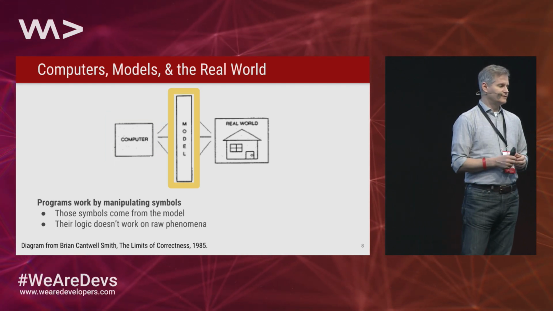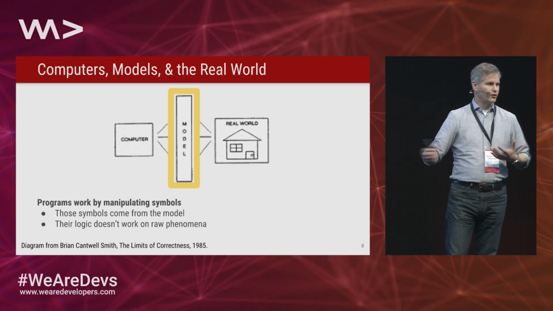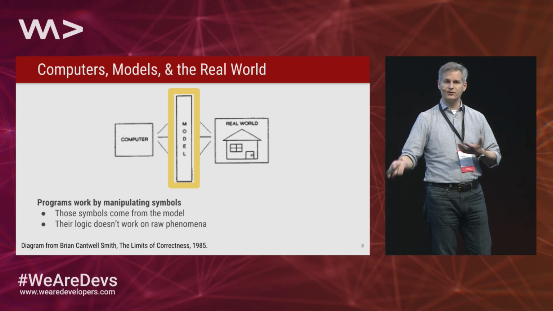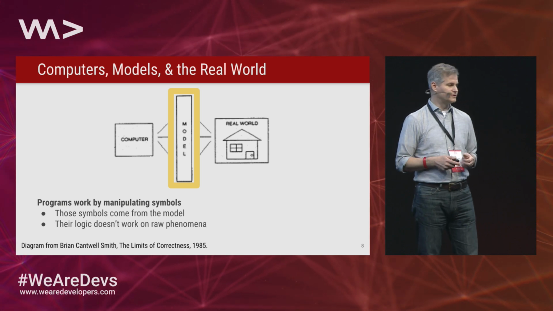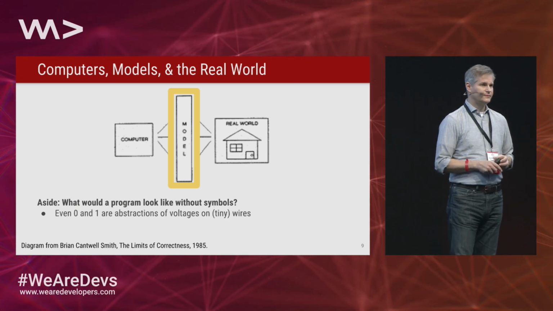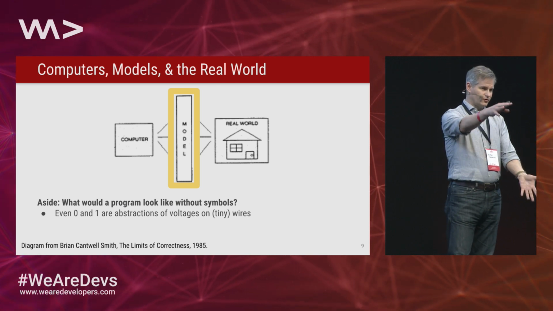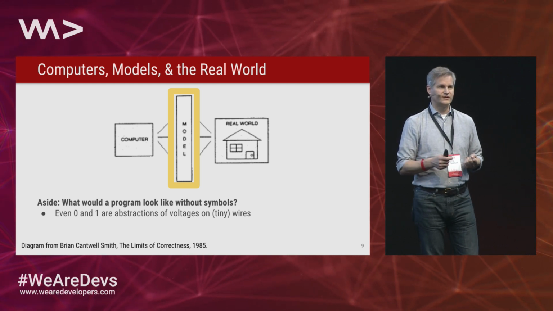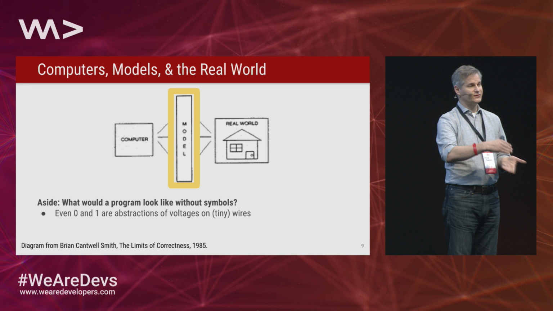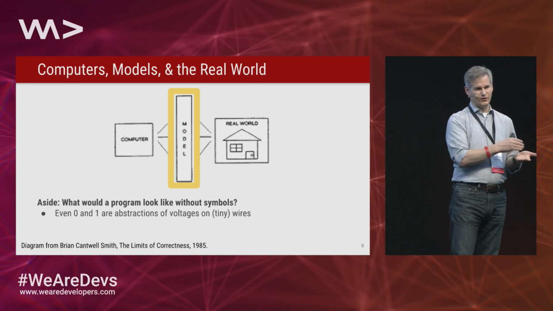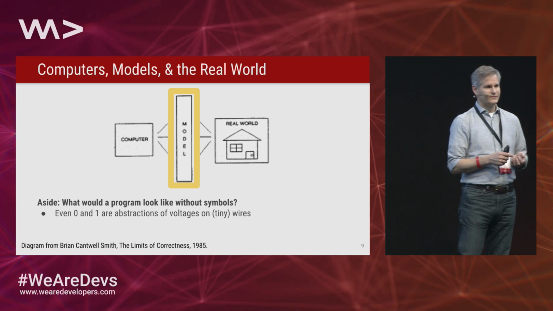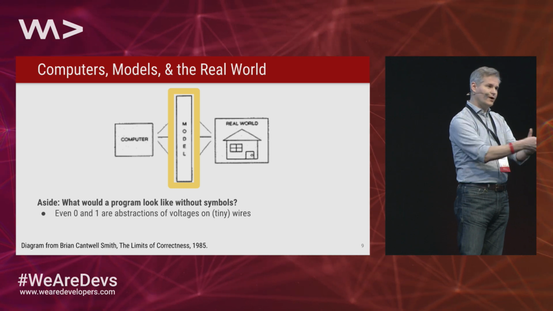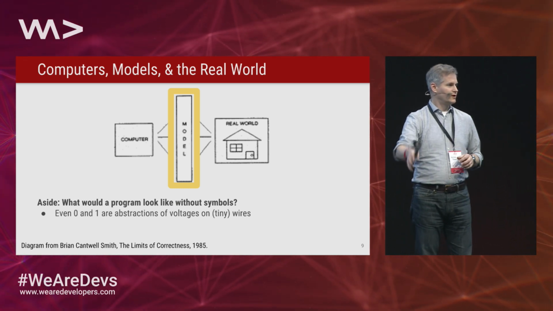And when our software is doing that, it's operating on a model of the real world. The symbols come from the model, and it's hard to imagine a computer program actually operating on the raw, real world itself. Just as a thought experiment, imagine what the computer's really doing, and imagine if it were trying to operate on the real world. Even the zeros and ones inside of our programs are actually abstractions of voltages on wires. It's not really 0 volts for a 0. It might be 0.1. And it's not really 5 volts for a 1. It might be 4.8 or something like that, but it's close enough, and so our model collapses those into either zeros or ones.